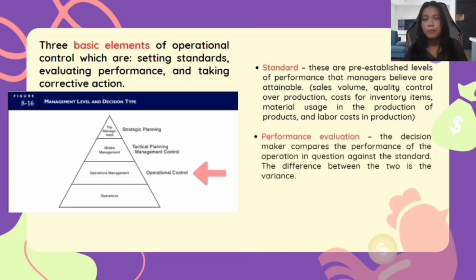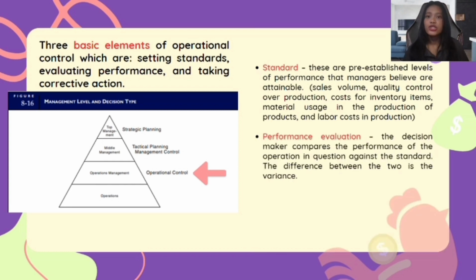When we say performance evaluation, the decision maker compares the performance of the operation in question against the standard. The variance is the distinction between the two. For instance, a price variance for an inventory item is the difference between the standard or the expected price and the actual price. The variance is said to be unfavorable if the actual price is higher than the standard. The variance is favorable if the actual price is less than the target price.